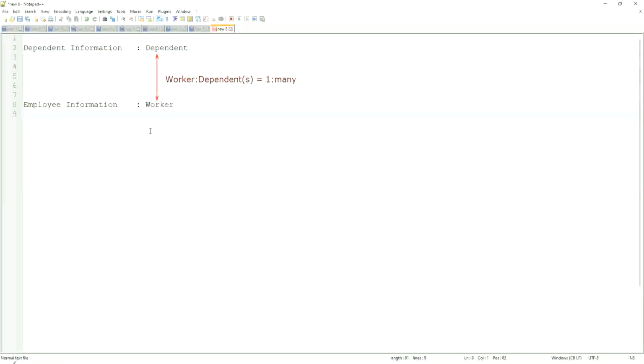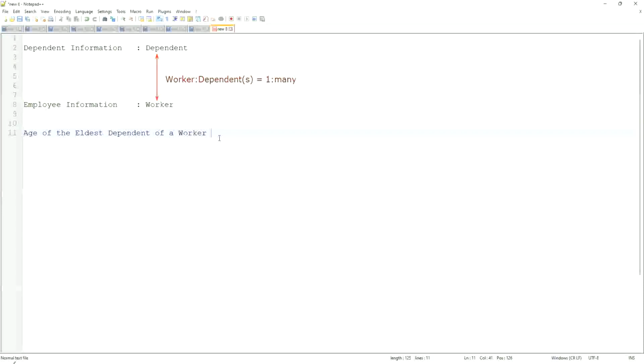Also sometimes what happens? You have to do some calculation for your integrations, for your EIBs, for your code connectors, where you have to get the information from the related business object and put it in the main or primary business object. Here, what we are trying to do is find out the age of the eldest dependent of a worker. We are going to do that.